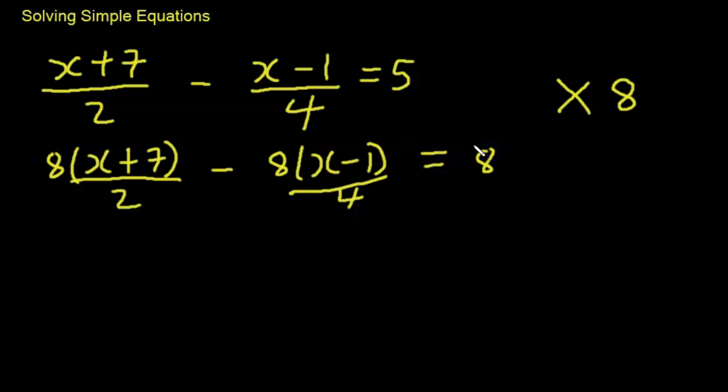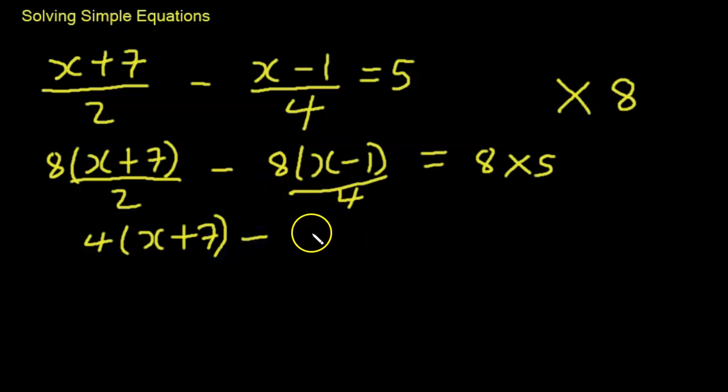8 times 5. And this is the only reason why I multiply by 8. Here's what happened now. 2 into 8, so 4 times x plus 7, minus 4 into 8, that's 2 times x minus 1. And 8 times 5, yes, that's 40.